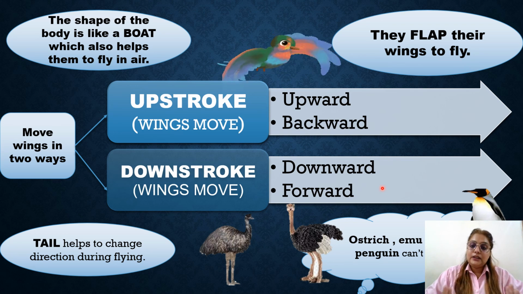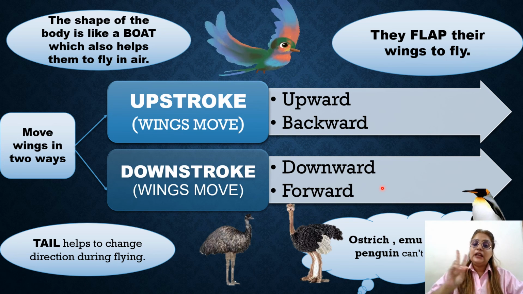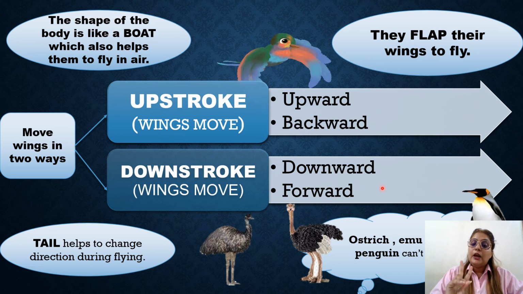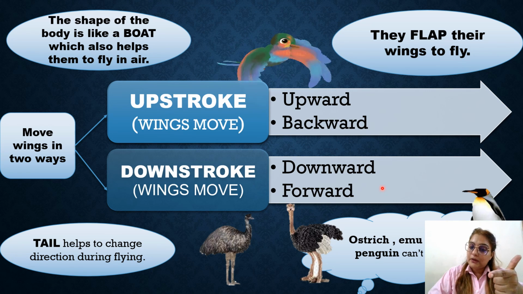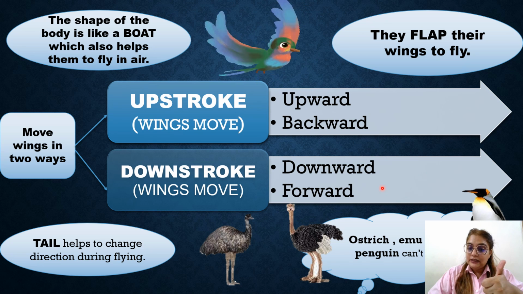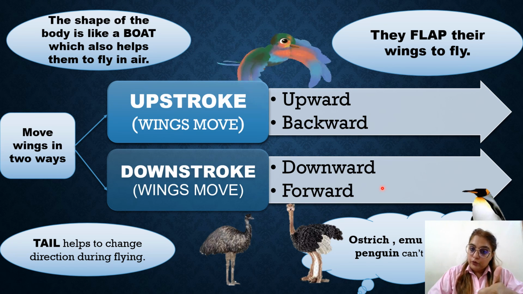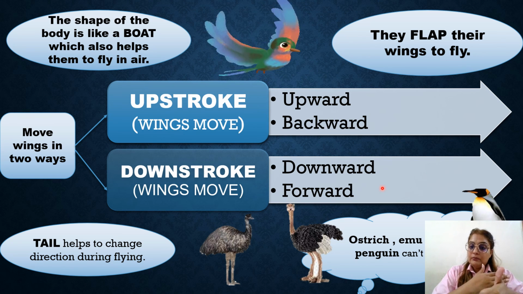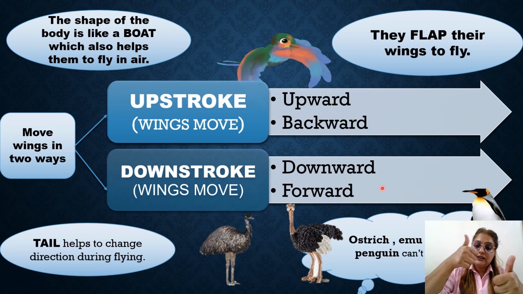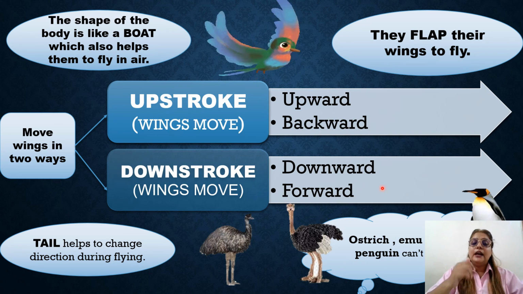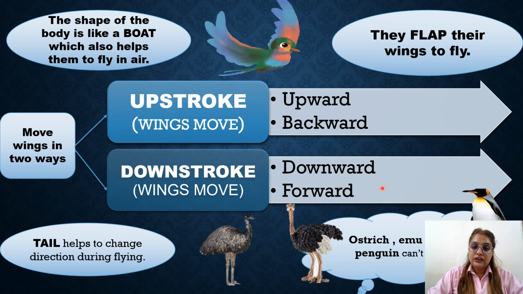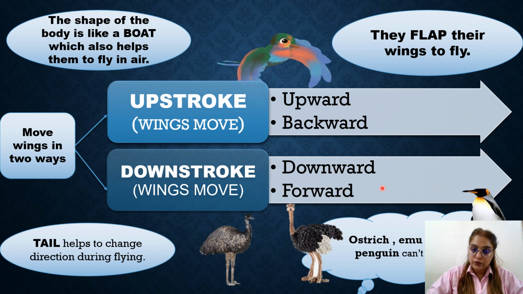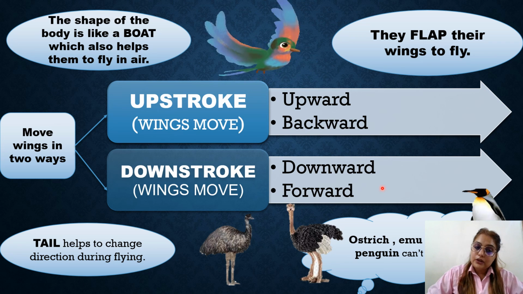So we have learned that birds move their wings in main two ways. What are the two ways? Downstroke movement and upstroke movement. Upstroke movement means moving the wings upward and backward. And downstroke means moving the wings downwards and forward.